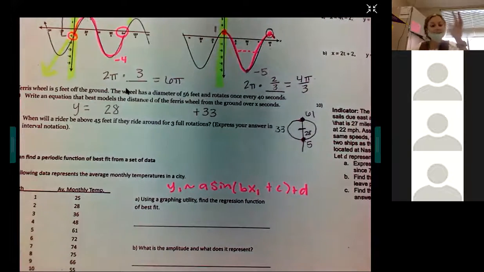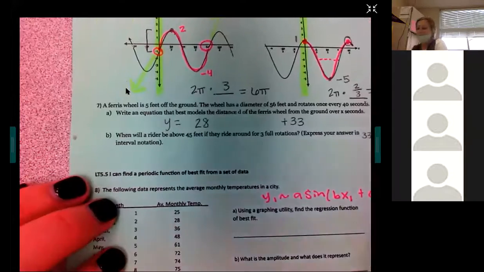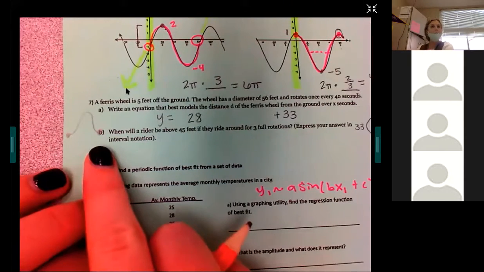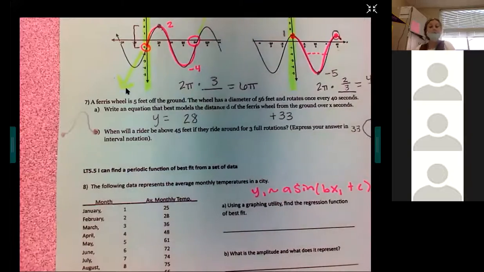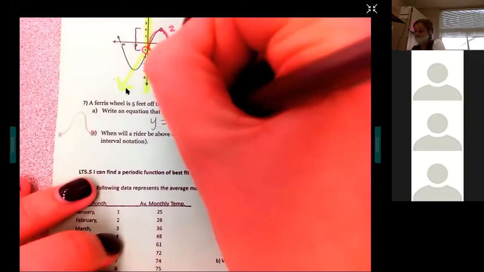Good. So the next place you should go, it is a cosine function. Think about a Ferris wheel, and you can draw it out if you want to. When you get on a Ferris wheel, you get on at the bottom. Then you go up to the top, and then you come back down to the bottom. Is that even or odd? Even, so it is a cosine function.